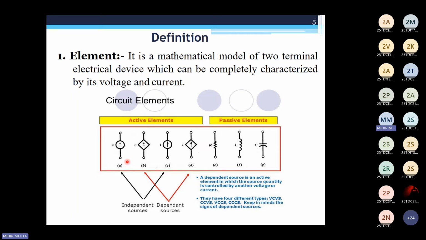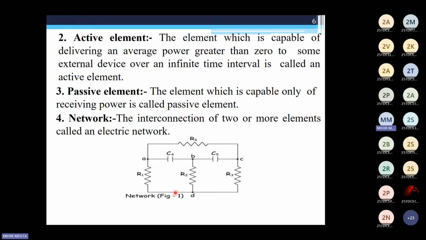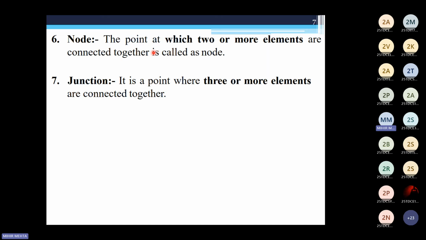The next are certain definitions. Since we are short of time, I would like you to just go through these definitions whenever you get this PPT. There are elements which are called active elements and passive elements. Basically, active elements are the ones that are able to provide a certain sort of supply, and passive elements are usually the consumers of the supply. And this is a particular network. These are the important definitions that I would like to touch upon.